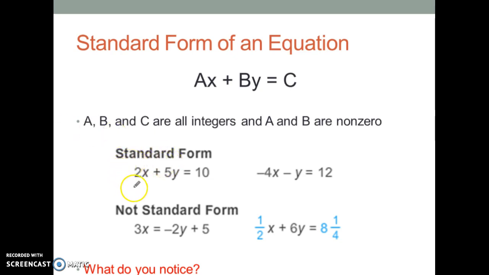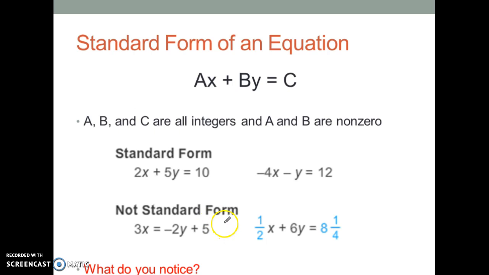Some examples of equations that are in standard form: 2x plus 5y equals 10, and negative 4x minus y equals 12. These two are in standard form because the x and the y values are on the same side, equal to a number.